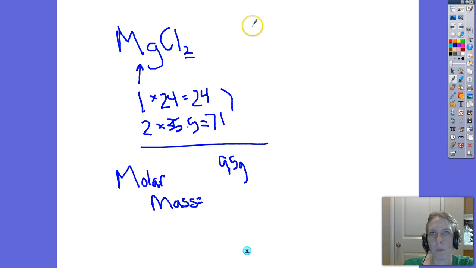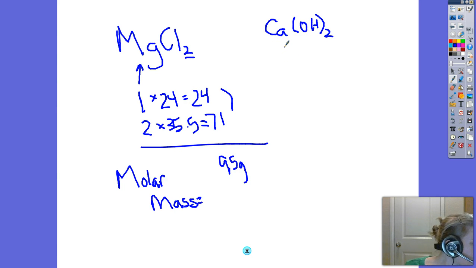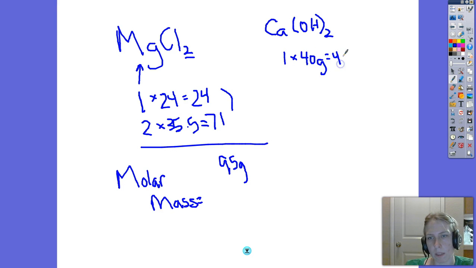Now I'll do one more. Let's do calcium hydroxide, because the parentheses make it a little tricky. So now we have three components. We have calcium, oxygen, and hydrogen. Our calcium we have as 40, so we have 1 times 40 grams. That's what the atomic mass is. So that's going to give us 40.